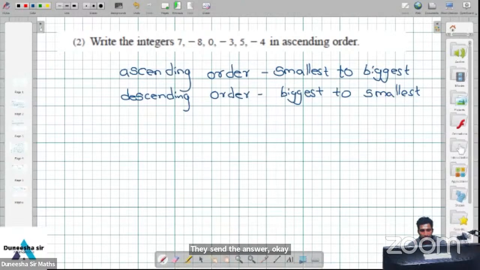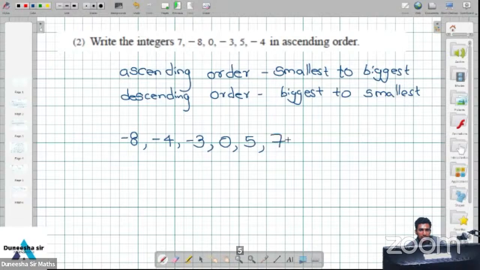Okay. Can you tell me what is the smallest number from these given numbers? What is the smallest one? -8. Next smallest: -4. Next one is -3. Next one, 0. Next one, 5. Next one, 7. Okay, all these answers are correct.